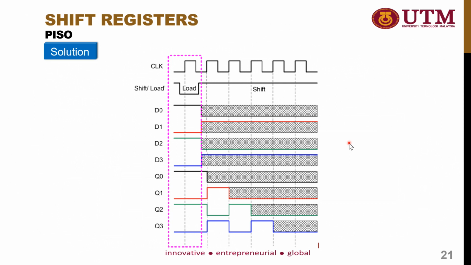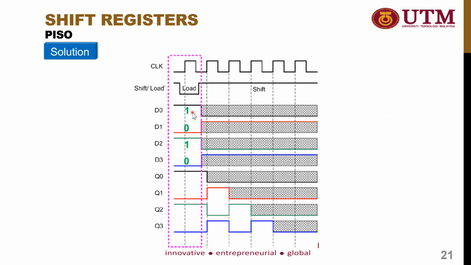The example asks you to show each output that comes from the flip-flop inside the PISO shift registers. So the first thing that you need to do, as I've mentioned before, is observe the current situation of shift load bar. The first condition is that the input of shift load bar is equal to 0, which means it is in load mode. So it will load anything that is available at the input data D0 until D3. Right now the data D0 until D3 is 0, 1, 0, 1.